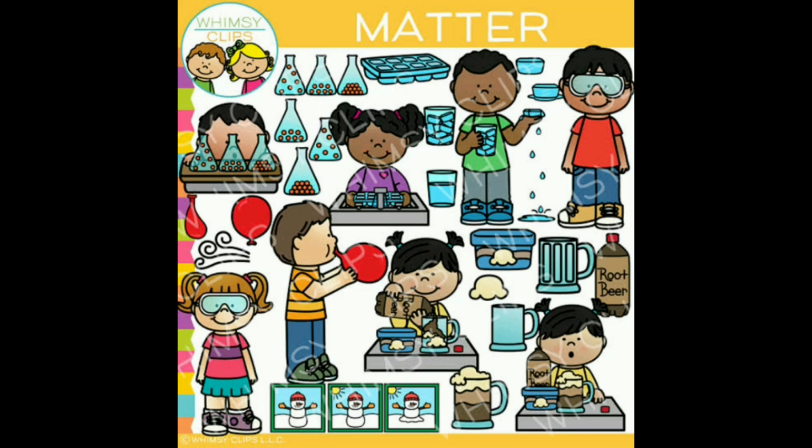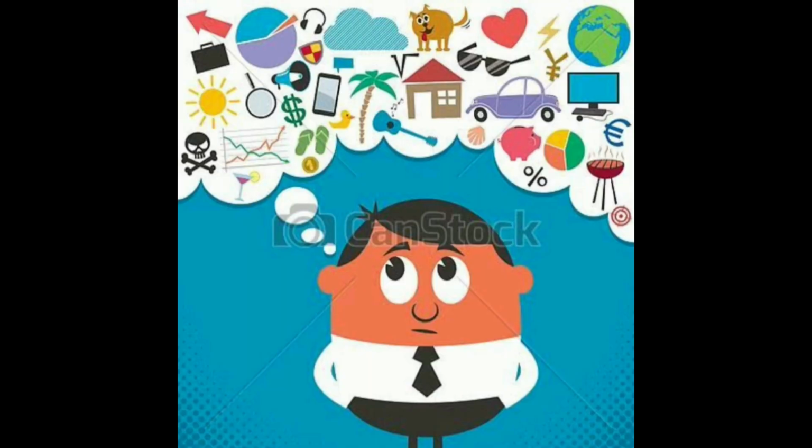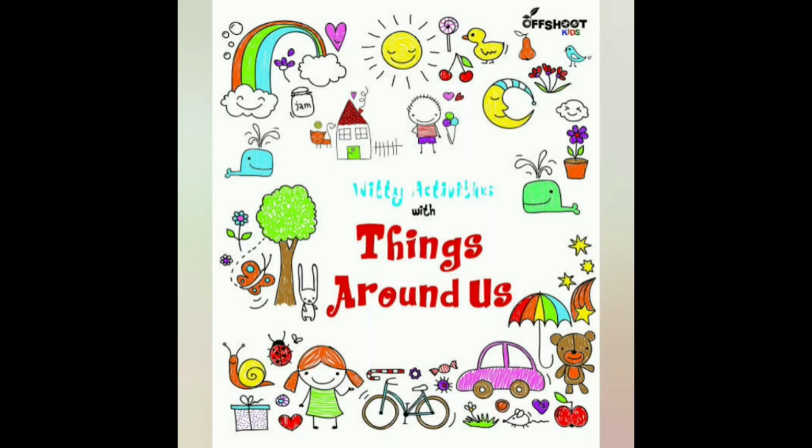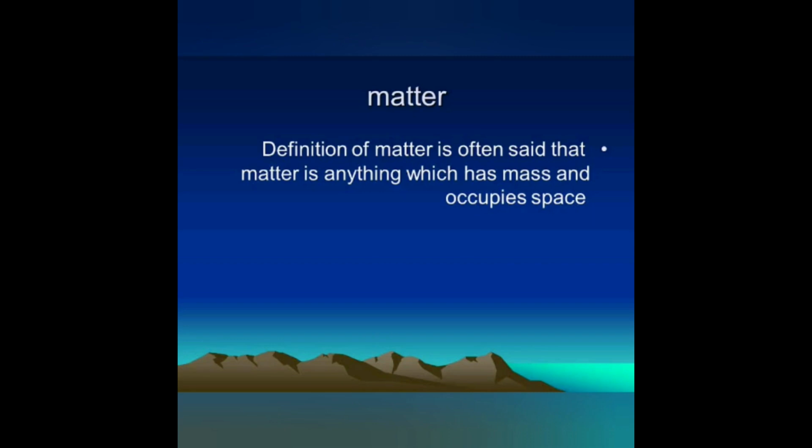Through this lesson, you will get a detailed knowledge about the nature of matter. Anything which occupies space and has mass is called matter. Matter is everywhere around us. The air we breathe, the water we drink, and the materials we use are made up of matter. So, matter is defined as anything that occupies space and has mass.